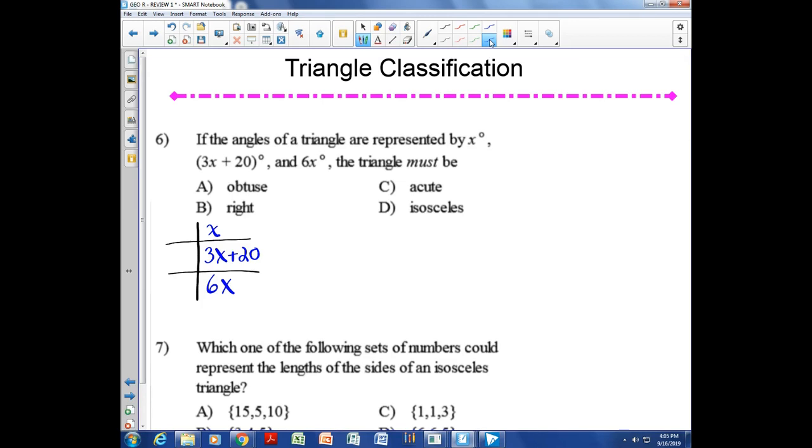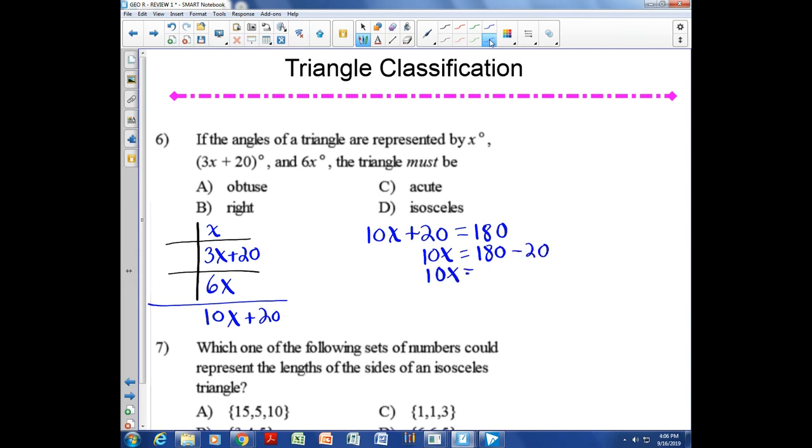So I'm going to add these up. I'm going to add them up down here first. So 1x plus 3x plus 6x is 10x. There's only a 20 there, so that's going to come down. So I'm going to say that 10x plus 20 must be equal to 180 degrees. Take down my 10x, take down my 180. The 20 is going to fly to the other side and become a negative. My 10x is going to be equal to 160. I'm going to divide by 10 on both sides and get x is equal to 16.